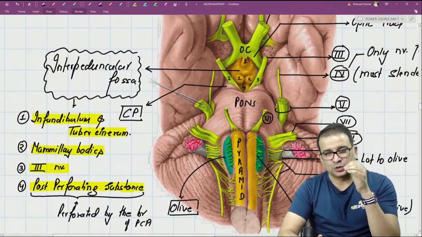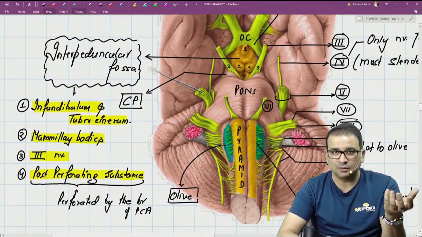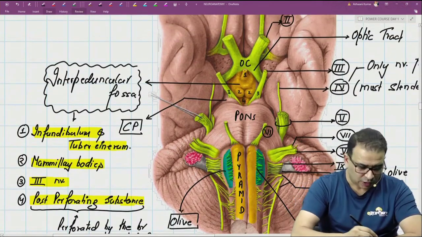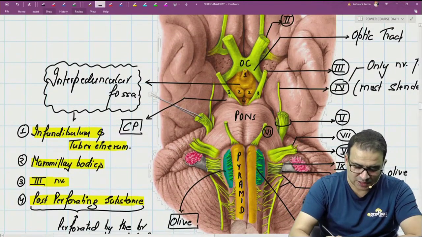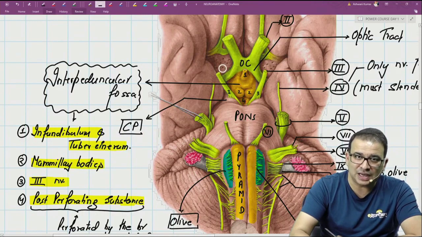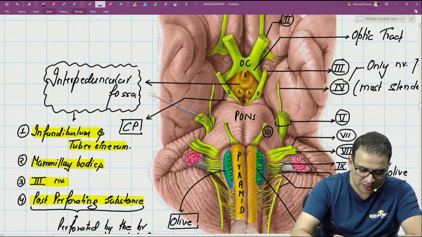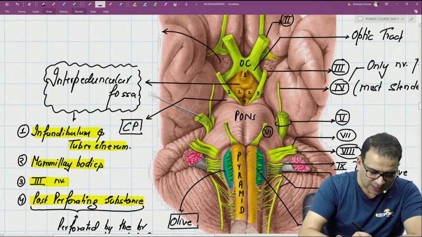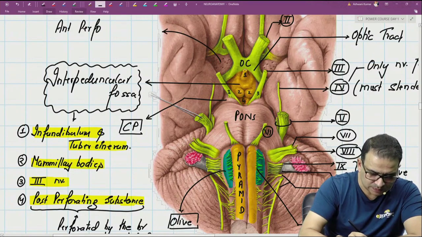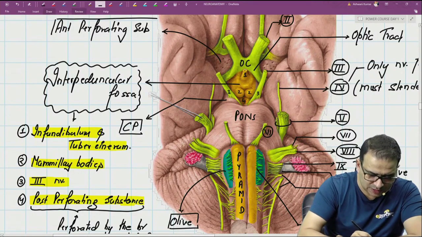Now, when you say the word posterior perforating substance, guys, there is an anterior perforating substance also. The anterior perforating substance is not in the interpeduncular fossa, it is outside the interpeduncular fossa. Now look at this area here, you can see some perforations here also, guys. And that is the anterior perforating substance.